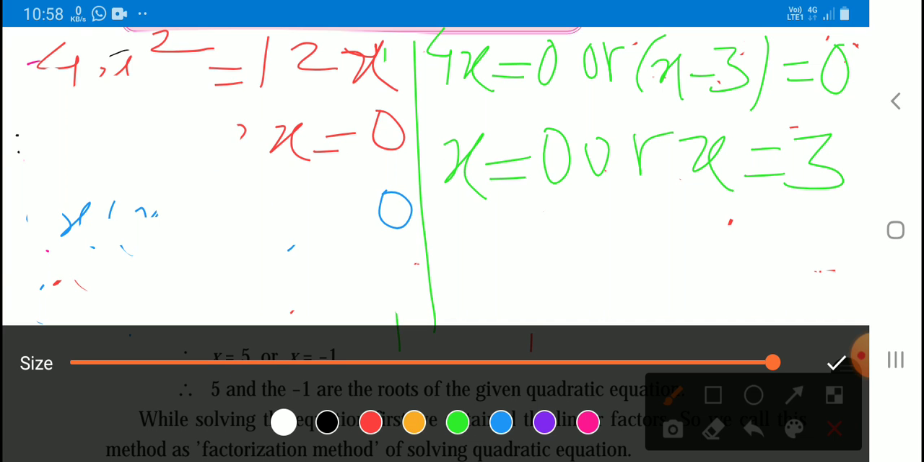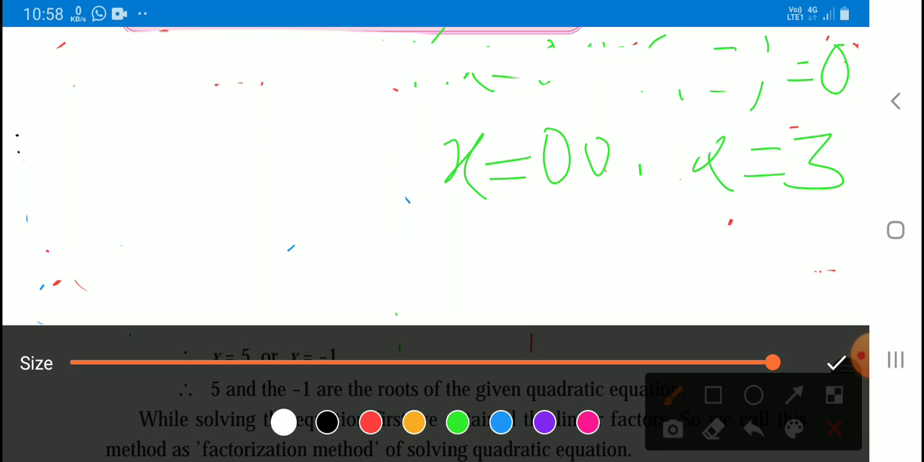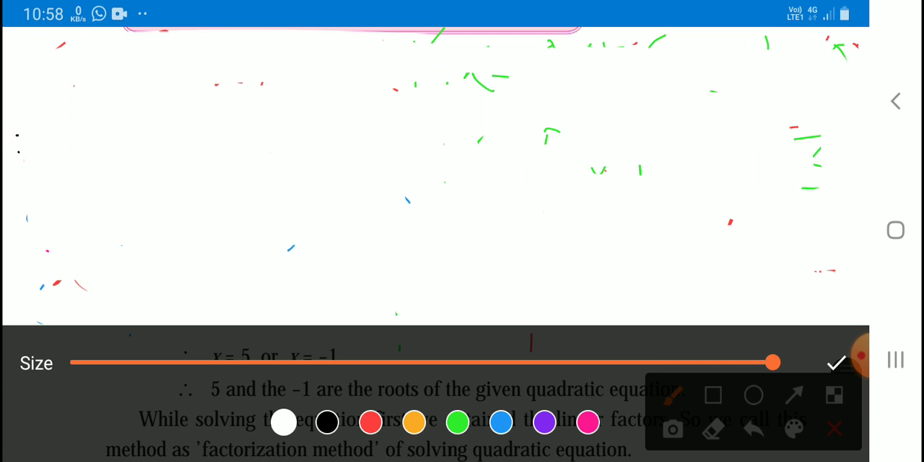In the examples we saw, the coefficient of x square was 1, and if the given quadratic equation is a trinomial, then we were finding the factors of the third term such that their sum should be equal to the second term. Now we will see how to solve the examples if the coefficient of x square is other than 1. Okay, so I will write one example here.